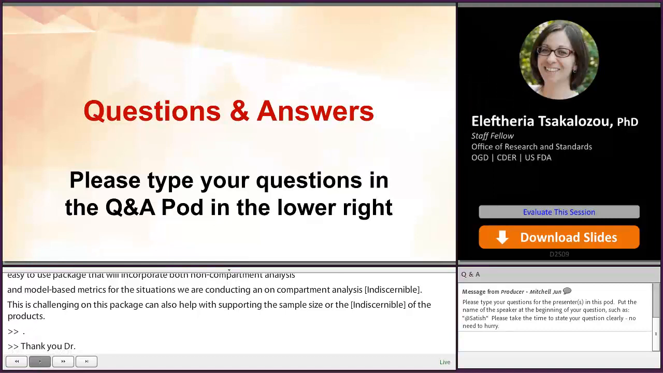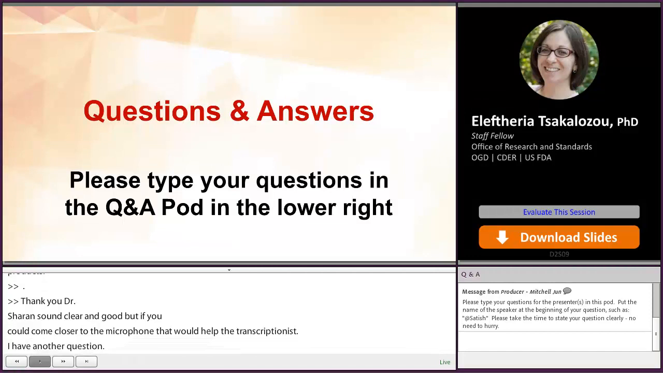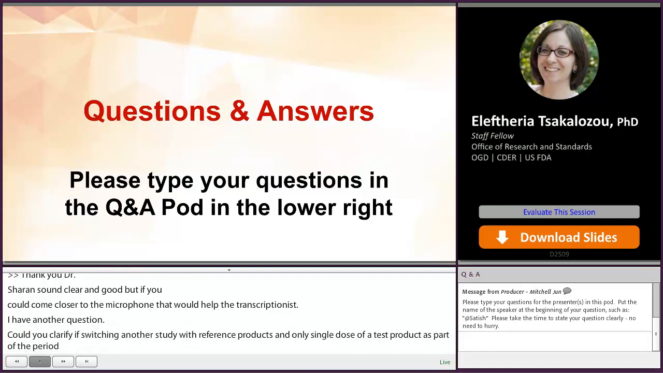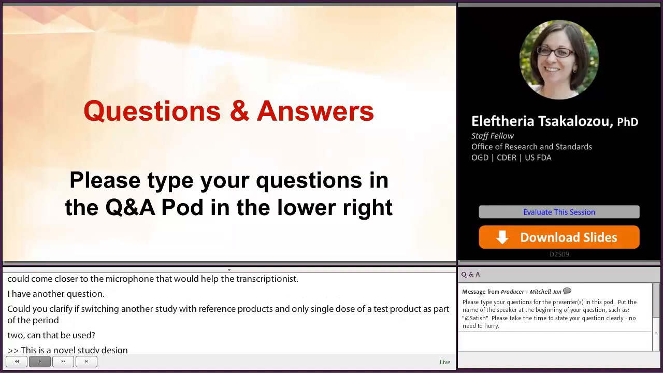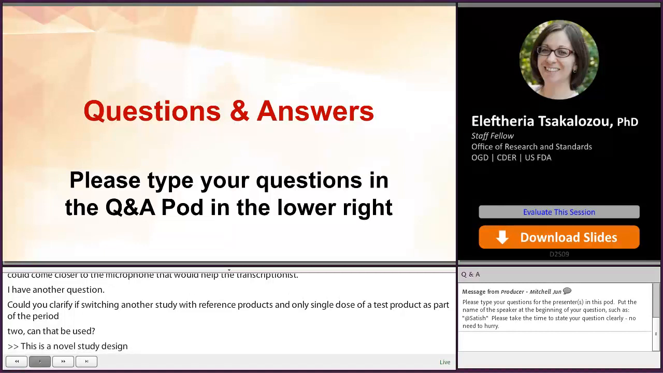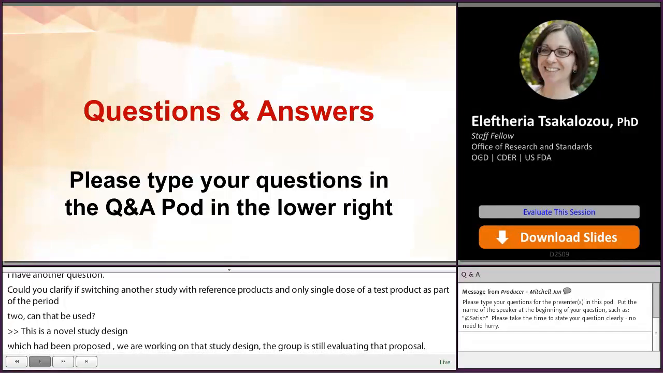Could you please clarify whether a switching study with attainment with the reference product and only a single dose of a test product as part of period 2 can be done? So this is a novel study design which has been proposed by our grantee from the University of Uppsala, Dr. Matt Carlson's group, and we are working on that study design, and the group is still evaluating that proposal, and if successful, we would be providing more clarity and more information on that through publications as well as presentations in that regard.